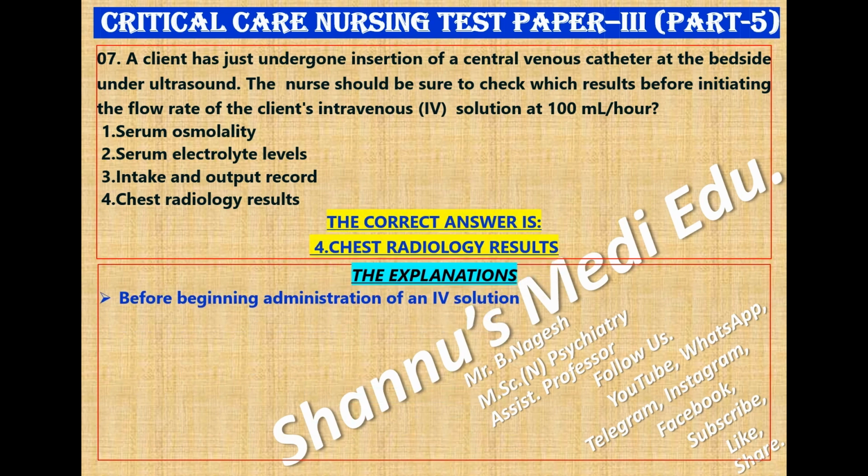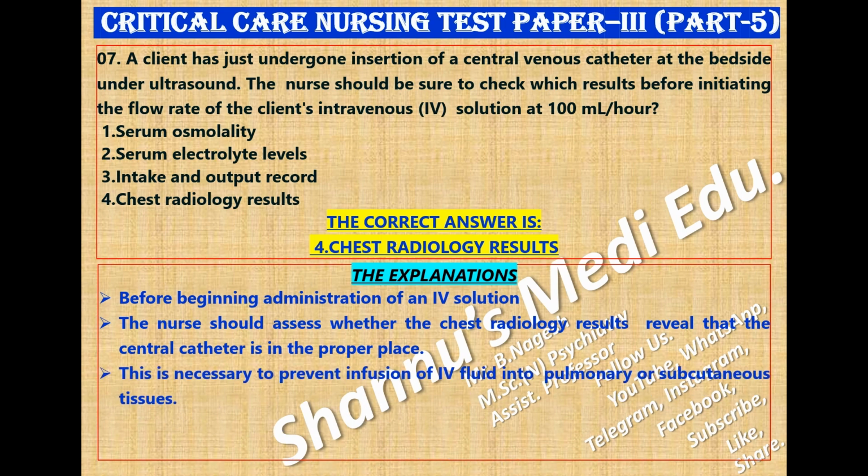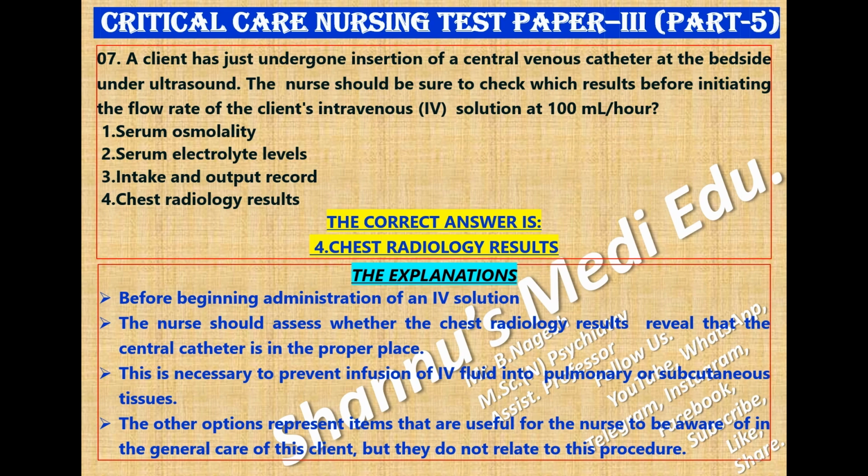The correct answer is chest radiology results. The explanation of this question: before beginning administration of an IV solution, the nurse should assess whether the chest radiology result reveals that the central catheter is in the proper place. This is necessary to prevent the infusion of fluid into the pulmonary and subcutaneous tissue. The other options represent items that are useful for the nurse to be aware of in the general care of the client, but they do not relate to this procedure.